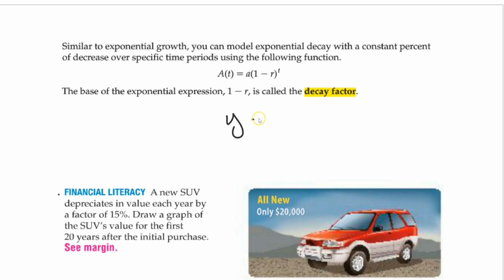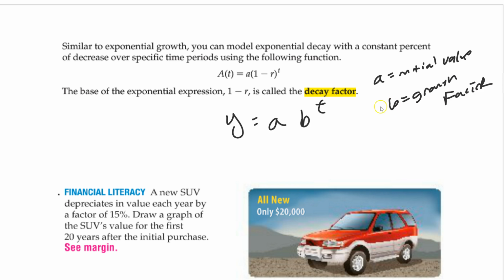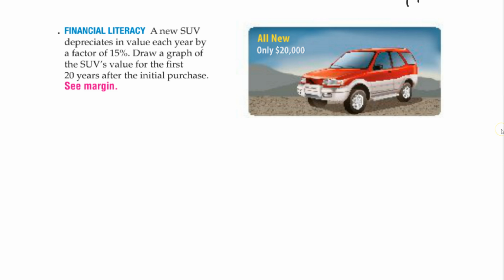Same idea, we do the exact same way as before, right? A is the initial value. B is the growth factor, or in this case it's called the decay factor. Growth or decay factor, I could say sometimes. You always start at 100%. And then if it's a decay factor, you lose your R. If it's a growth factor, you gain your R. And T is time. Other than that, we do the exact same way. So this is the problem we can finish off.